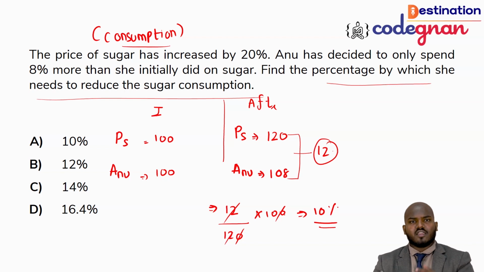So the deficiency between the price of the sugar and what Anu is putting on it is 12 rupees. So 12 out of 120, if you calculate it, will give you 10% of sugar. So she needs to reduce sugar consumption in her family by 10% so that she can manage with 108 rupees in a very clear way. This is the easiest question. If you solve it like this, it's a very easy question.